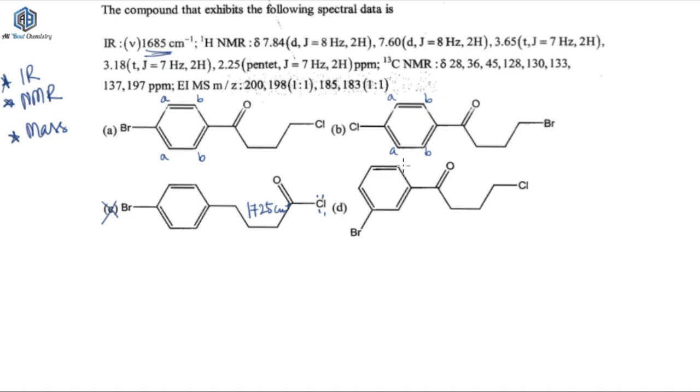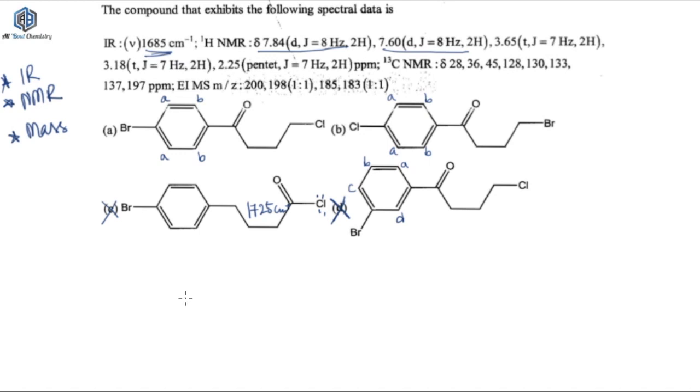But in option D, how many types of protons will you get? So A, B, C and D. So four signals you should get in the aromatic region. But if you look at the data in the aromatic region, you just have two signals. That certainly tells you that your substitution is 1,4 substitution, not 1,3 substitution. So again, you can simply cancel out option D.